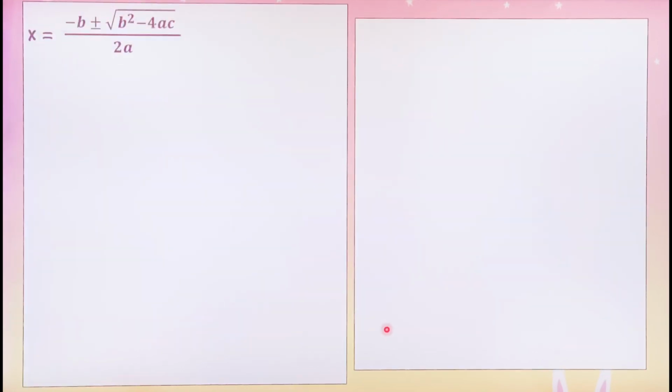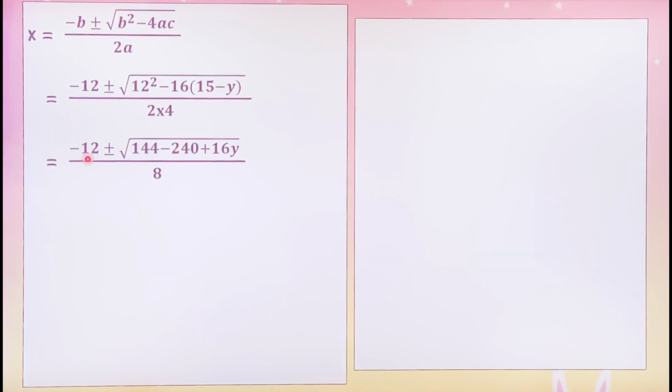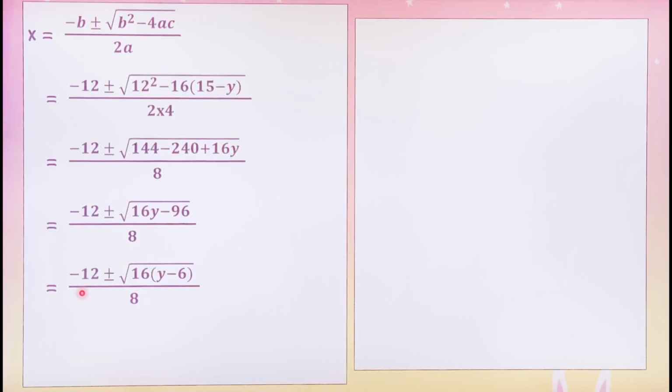Use the quadratic formula. We get x = (-12 ± √(12² - 16(15 - y)))/(2×4), that is (-12 ± √(144 - 240 + 16y))/8, that is (-12 ± √(16y - 96))/8, that is (-12 ± √(16(y - 6)))/8, that is (-12 ± 4√(y - 6))/8, that is equal to (-3 ± √(y - 6))/2.